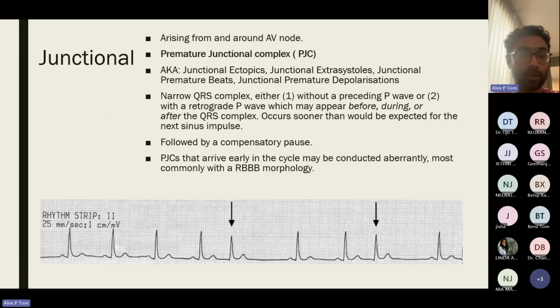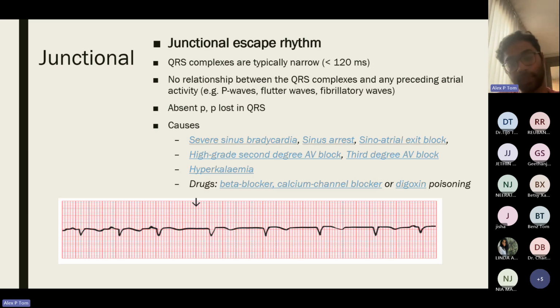There are many names: junctional extrasystoles, junctional premature beats, junctional premature depolarization. It all means the same. A junctional escape rhythm is when the same thing turns into a rhythm. Basically, when the SA node fails, a region in the AV junction takes up the command and continues the beat. So you see an absent P wave, or a P that's lost in the QRS, and a normal narrow QRS complex, regular ones, just continuing on. That would be a junctional rhythm.